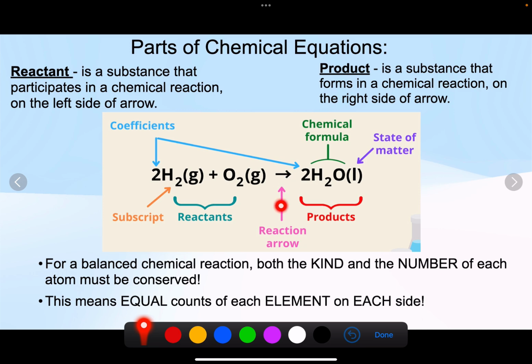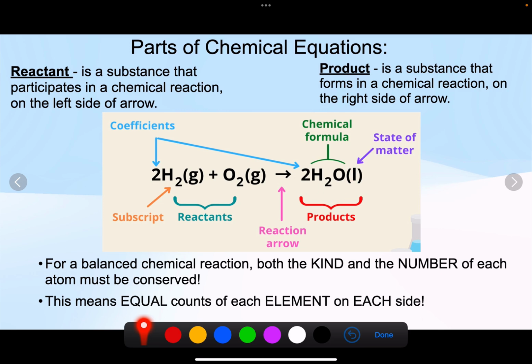So the reaction arrow is just an arrow there in the equation. Everything on the left is considered a reactant. The products are the substance or substances that form in the chemical reaction. They are represented on the right side of the arrow. So this is my product.